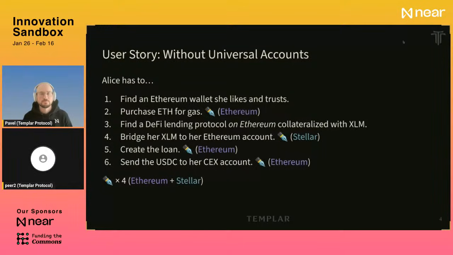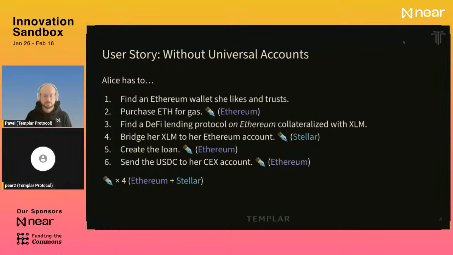Then she needs to find a DeFi lending protocol on Ethereum that supports this particular asset pair that she's looking for. Then she has to bridge over her Stellar to her Ethereum account. This requires at least one Stellar signature. Then she creates the loan on the Ethereum dApp and sends the USDC to her centralized exchange account. And then she does her off-ramp and all of that. All in all, this requires about 4 signatures, give or take.